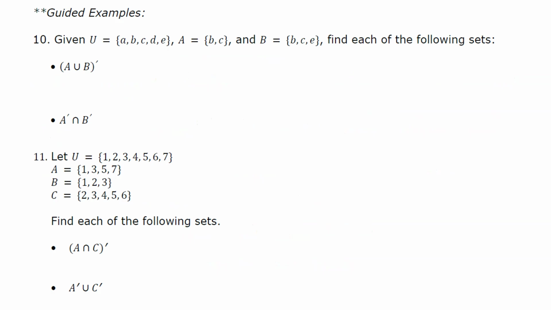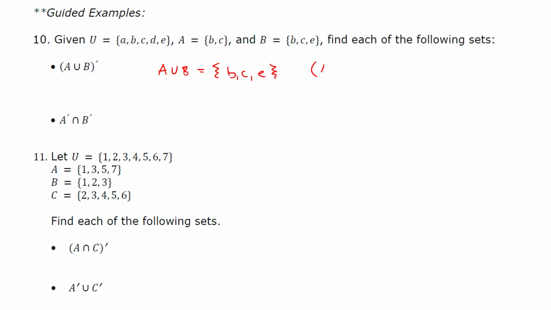For number 10, we're given the universal set, set A, and set B, and we're asked these two questions. First, we want to find the complement of the union between set A and set B. First, let's find the union between set A and B. That would be all the elements in A with all the elements in B, so that would be B, C, and E.